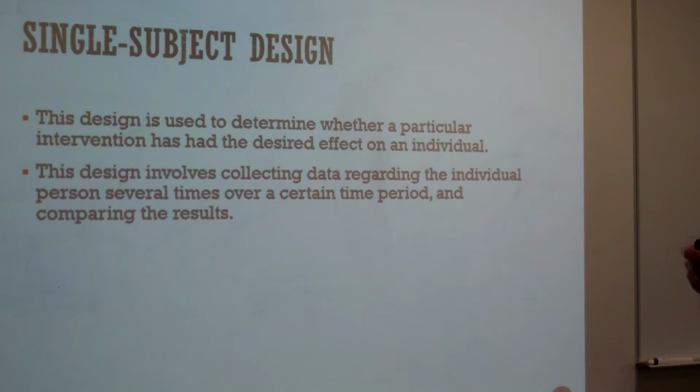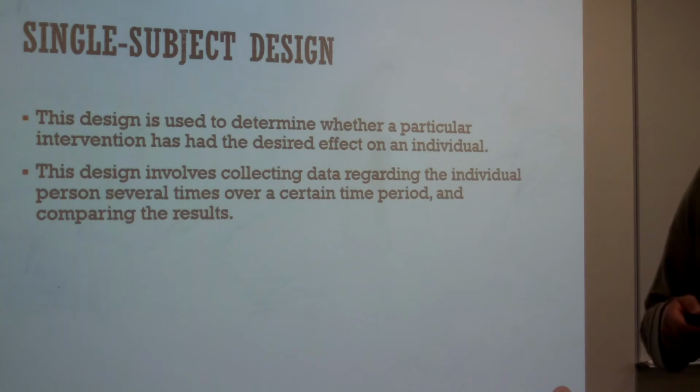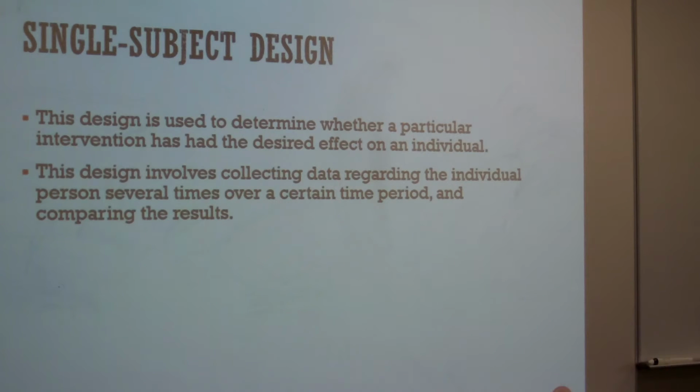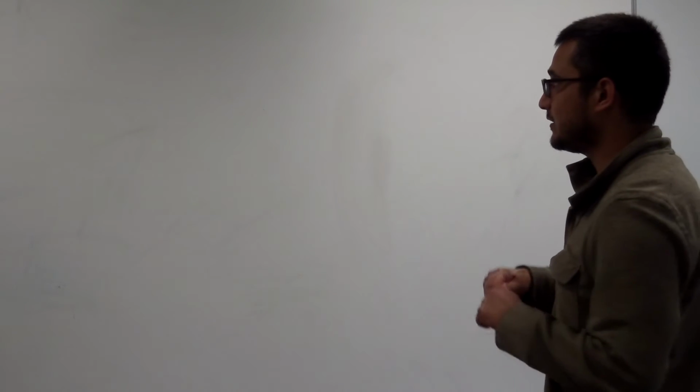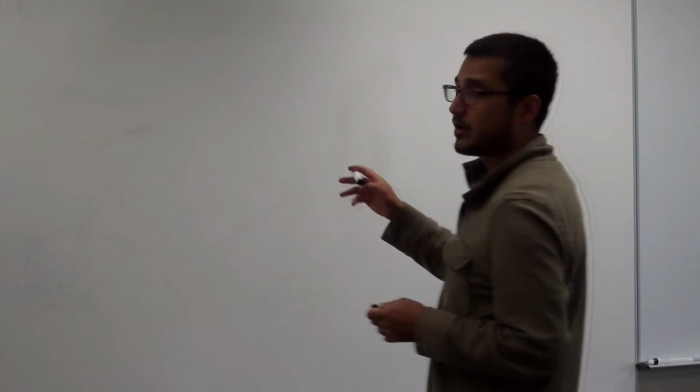So at this point, let me try to show you what a single subject design looks like. In a single subject design, two things are always important. One is that it's for one individual and most of the time one behavior, and that it's always over time. So the easiest way to think about it is through a graph.